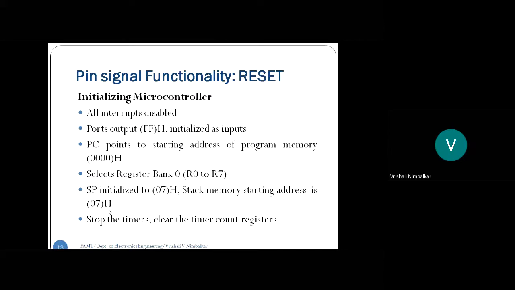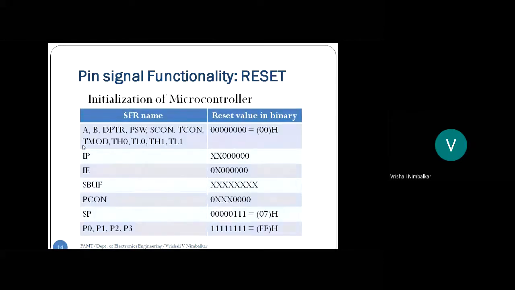Okay. Now, just to be more elaborate, initialization of microcontroller, look into all these special function registers. What special function registers? Accumulator, B, DPTR, flag register PSW, SCON serial communication, TCON timer control, TMOD timer mode control, and the count registers TH0, TL0 timer 0, TH1, TL1 timer 1. All these special function registers are cleared. 0000 is loaded in it.